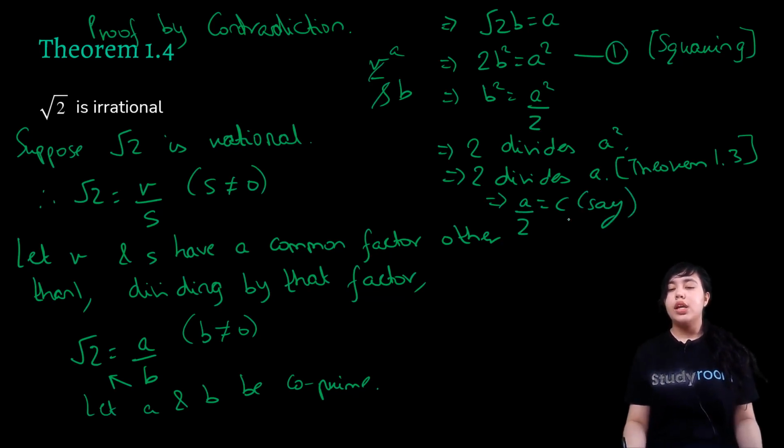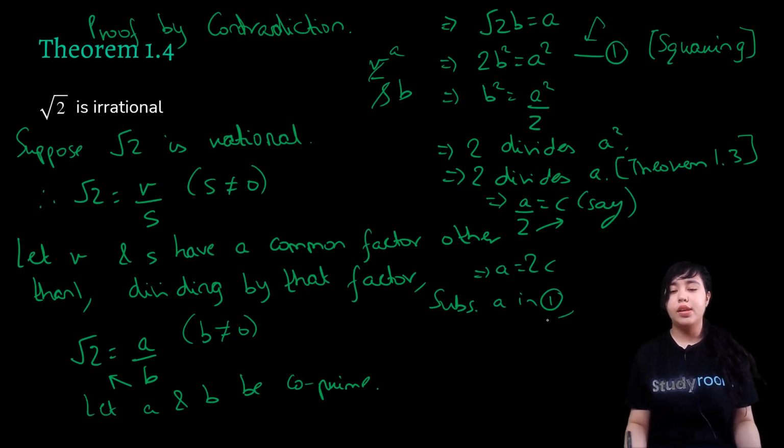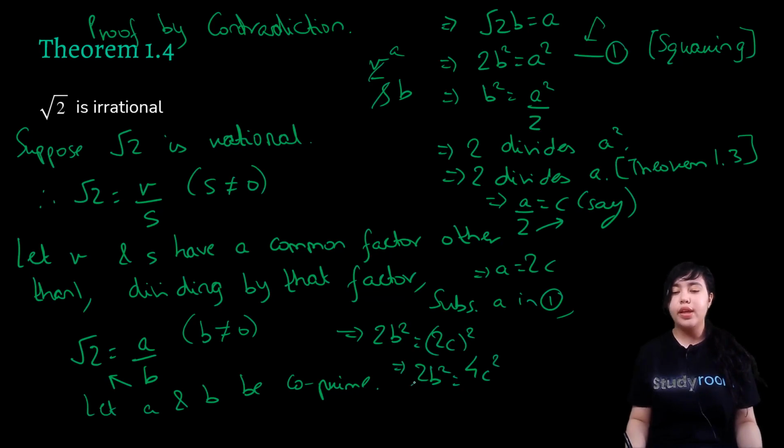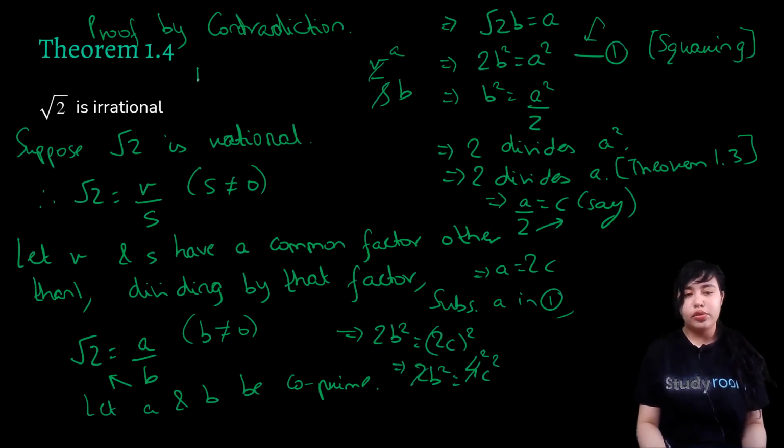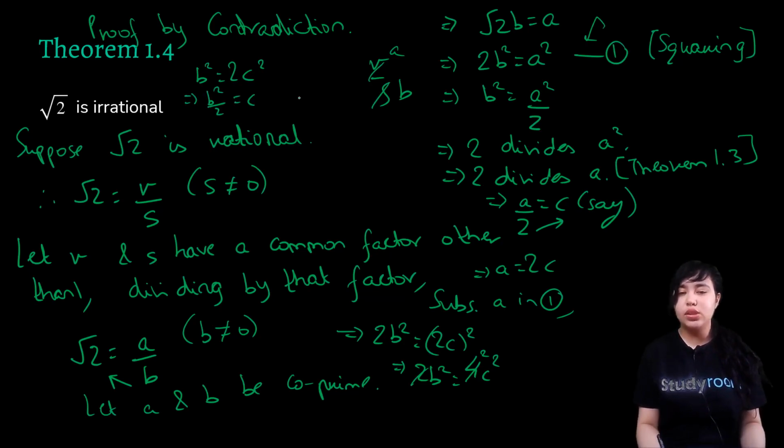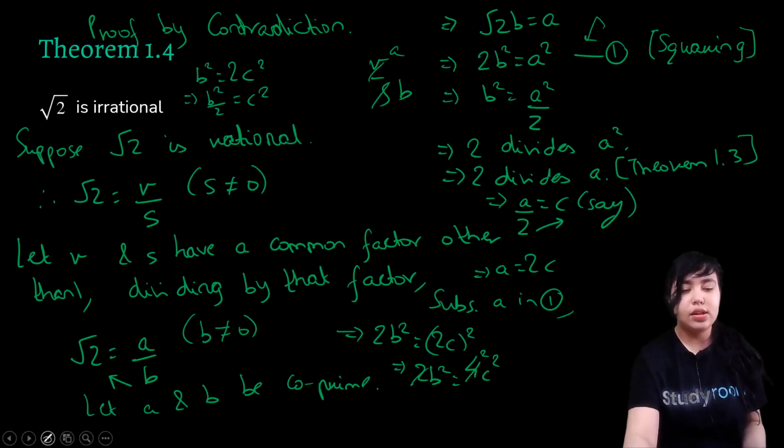Now again I can cross multiply, it will give me a is equal to 2c. Now I can substitute this value of a in equation number 1 over here, and that would give me 2b square is equal to 2c whole square. So 2b square is equal to 4c square. You can cancel this 2. So we've gotten b square is equal to 2c square. Again I can pull this 2 down just like I did in case of this expression. So b square by 2 is equal to c square. Alright, I'll just clear up the space.